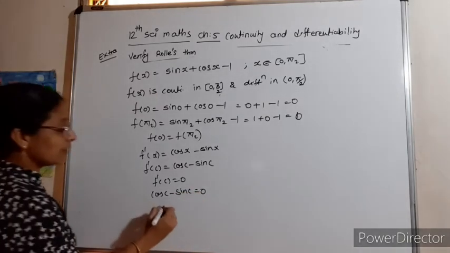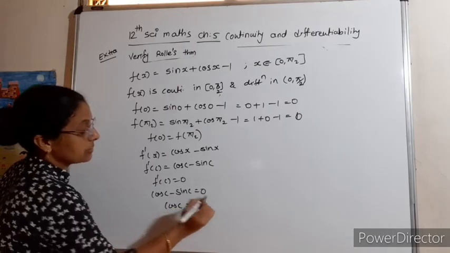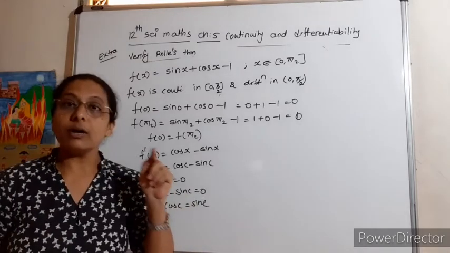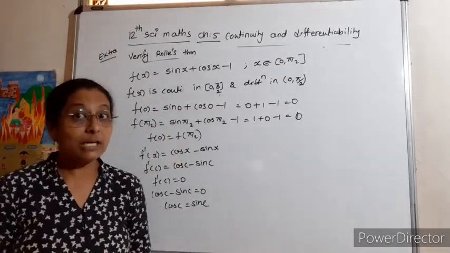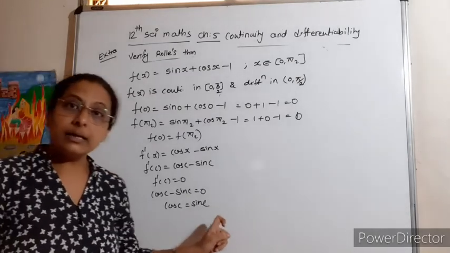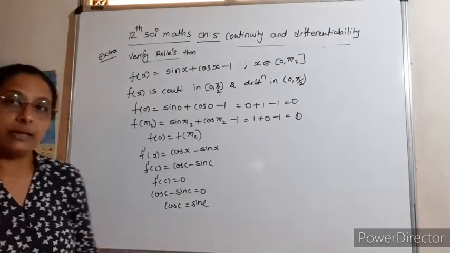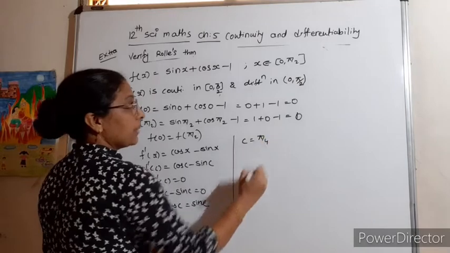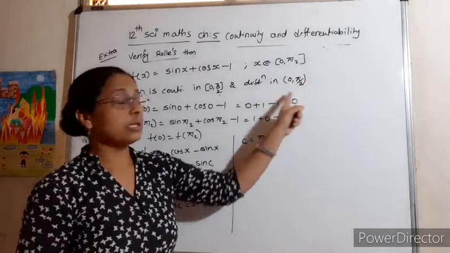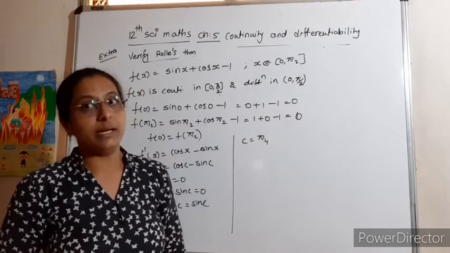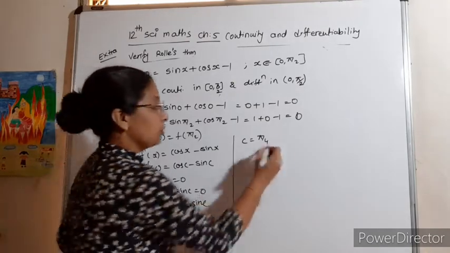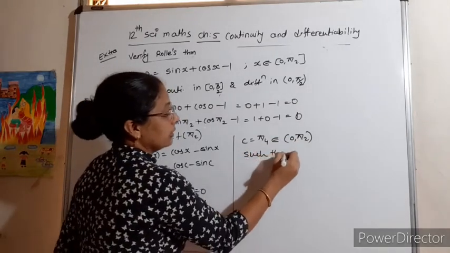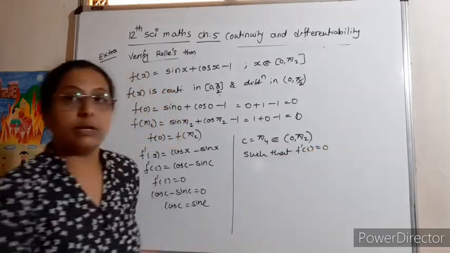If cos c minus sin c equal to 0, then we can say that cos c is equal to sin c. Now you know that when the value of cos and sin is equal, at which point is it equal? We know that cos pi by 4 and sin pi by 4 are equal. Yes, and therefore here we can say that c is equal to pi by 4. We'll check whether it is in the open interval 0 to pi by 2 or not. Yes, it is between 0 and pi by 2, open interval, such that f dash c is equal to 0.